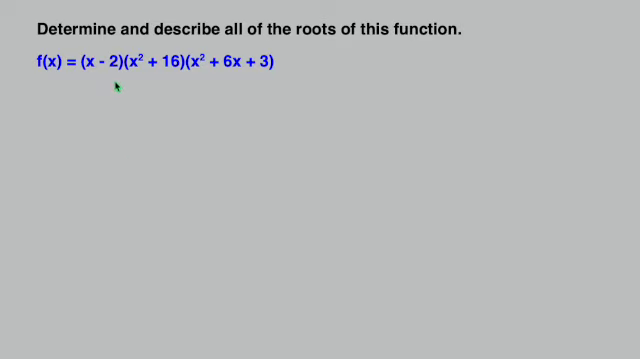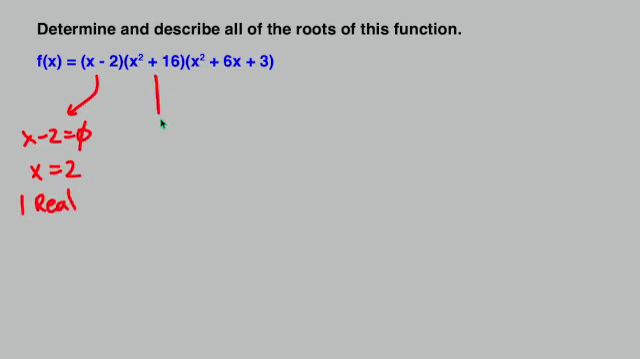All right, now that we've got that out of the way, I have an equation here, and it's already in factored form. We have x minus 2 as a factor, another one is x squared plus 16, and then x squared plus 6x plus 3. The directions are to determine what the roots are and describe them. Let's do the easy one first. If we set x minus 2 equal to 0, that's how we find our roots. Obviously, x would be 2, and that is what we call a real root.